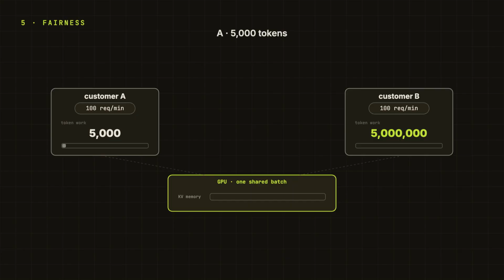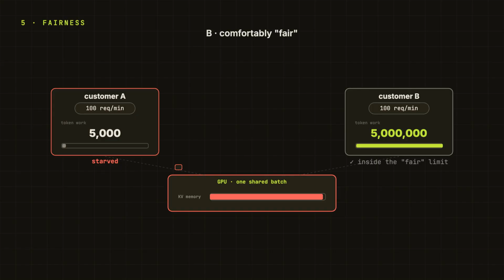Customer A sends 100 short chats, 50 tokens each. Customer B sends 100 giant RAG jobs, 50,000 tokens each. Same request count, both politely inside the limit, but customer B is doing about 1000 times more token work, and because these requests share the GPUs and the same KV memory, B's giant jobs don't just use more, they crowd A's little requests right out of the batch. So customer A isn't just slower, A ends up waiting behind B's token work, basically starved, while B sits comfortably inside the fair limit.